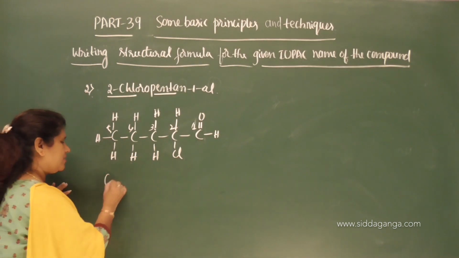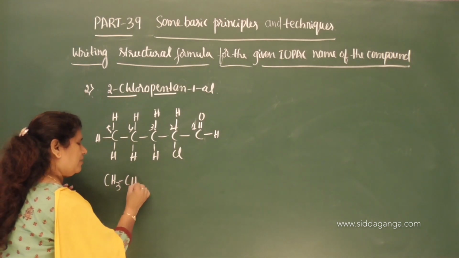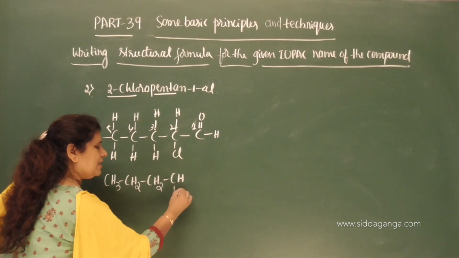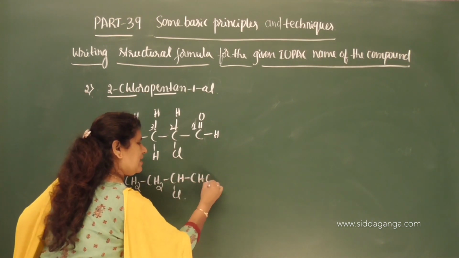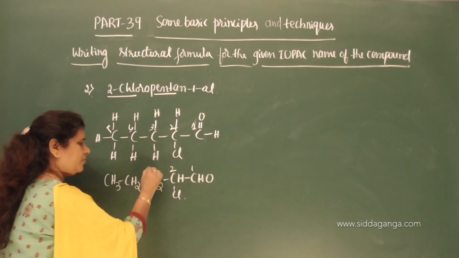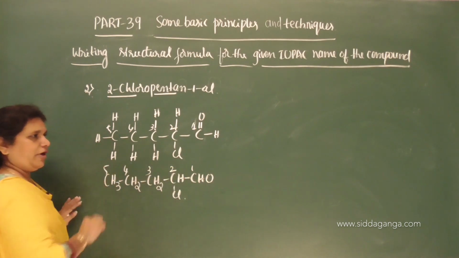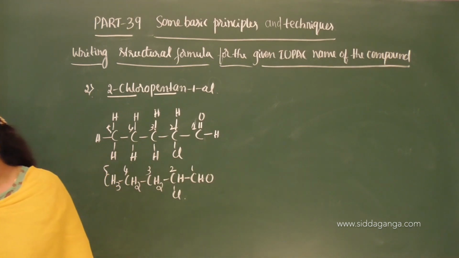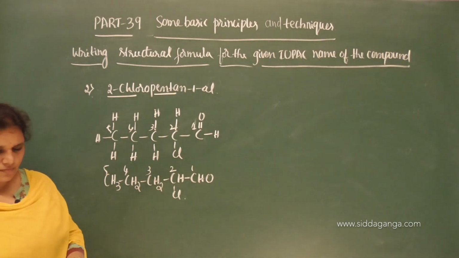Now rewrite this: CH3, CH2, CH2, CHCl, CHO. 1, 2, 3, 4, 5. So this is the molecular formula of the compound. Move on to the second example.